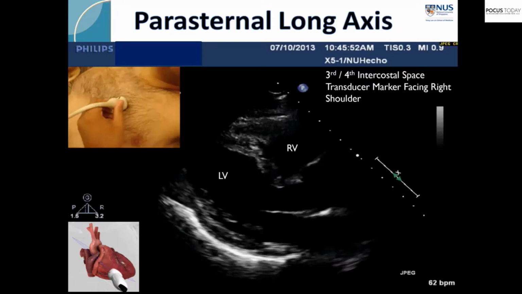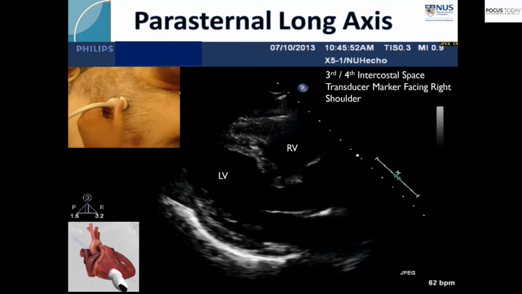The parasternal long axis view is obtained first. Place the probe in the 3rd or 4th left parasternal space with the transducer marker facing the patient's right shoulder or at the 10 o'clock position. Slight tilting of the probe may be required if the ribs are in the way.